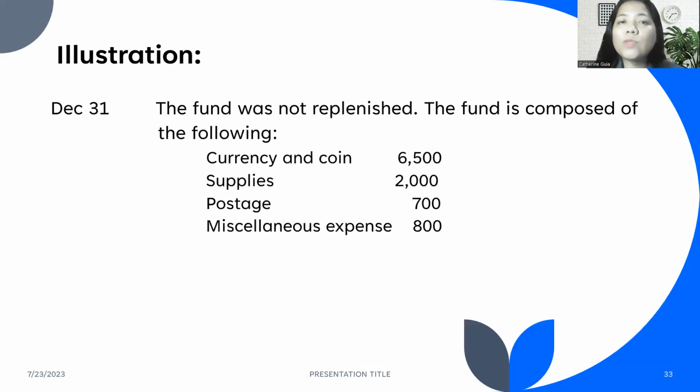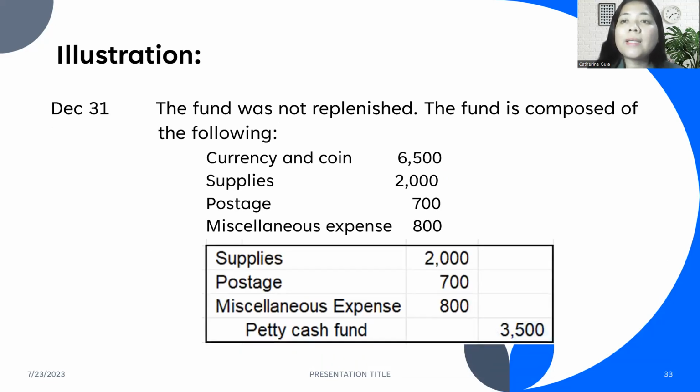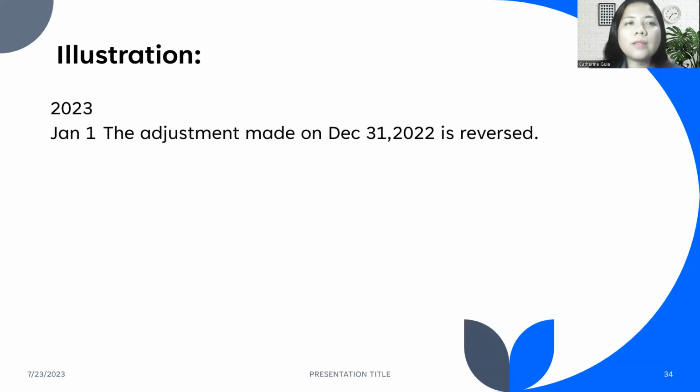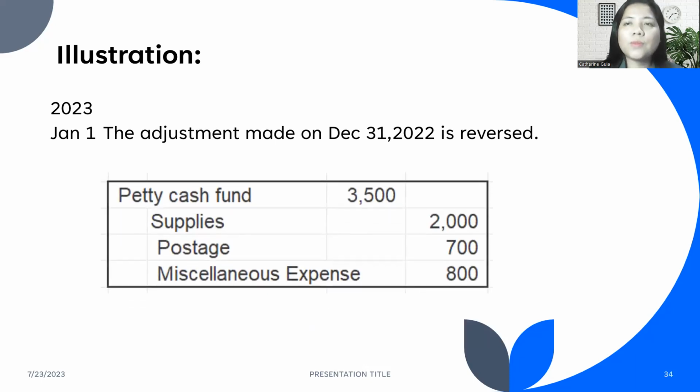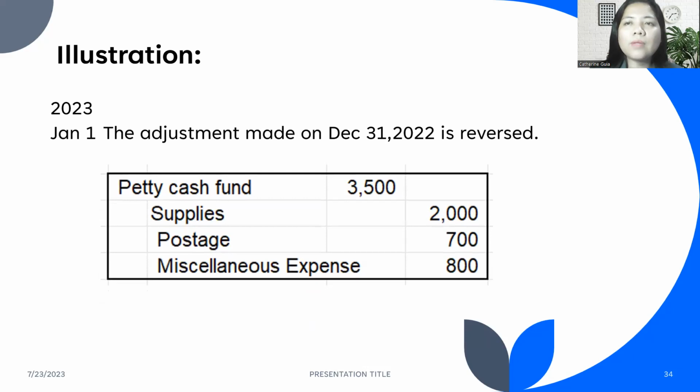And on December 31, the fund was not replenished. The fund is composed of the following. So this is the end of the accounting period. What will you do? You will just need to make an adjusting entry to reflect the actual petty cash fund balance. So you have to debit supplies, postage, miscellaneous expense, and you credit petty cash fund 3,500. However, the next period, you will be reversing the entries you made on December 31. So the adjustment made on December 31 is reversed. You debit petty cash fund, the same amount as last December, and then the details are the same.